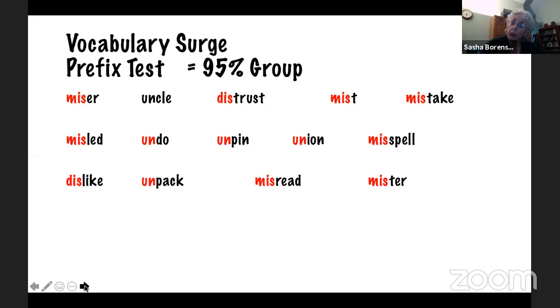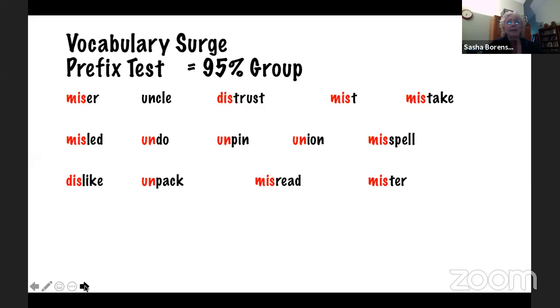So they have all of these different words that could have prefixes, or they could be a base word. So in the word miser, is the letters M-I-S, is that the prefix mis? Or is it part of the base word? This is part of the base word. In the word uncle, UN, is that a prefix or is it part of the word? It's part of the word. In the word distrust, is dis a prefix or is it part of the base word? It's a prefix. Isn't this cool, guys? I think it's brilliant.